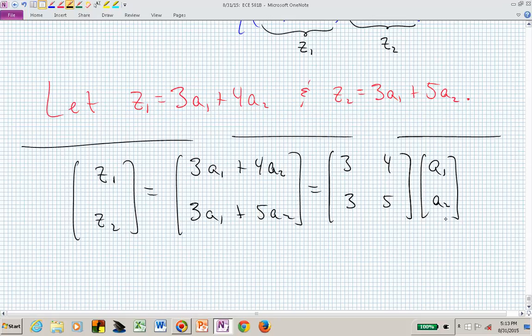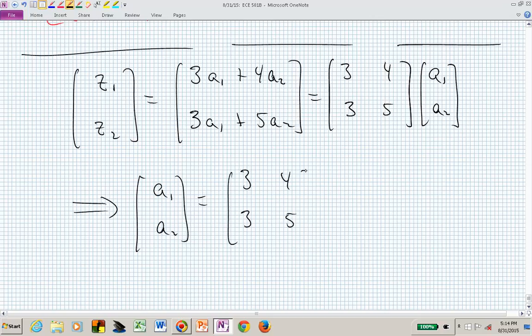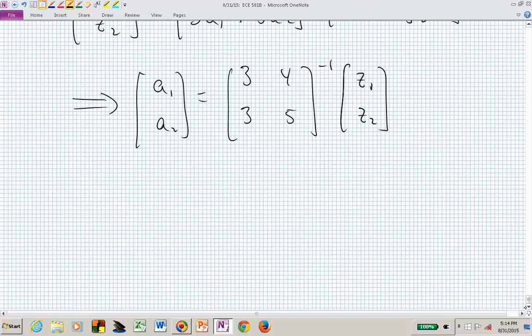the matrix 3, 4, 3, 5 times a1, a2. Do you see that I think in terms of linear algebra? So now I have some matrix times a1 and a2, and now I can solve for a1 and a2 because I remember how to invert a 2 by 2 matrix. Meaning you give me z1 and z2, I can multiply that by the inverse of this 2 by 2 matrix and give you the values for a1 and a2.